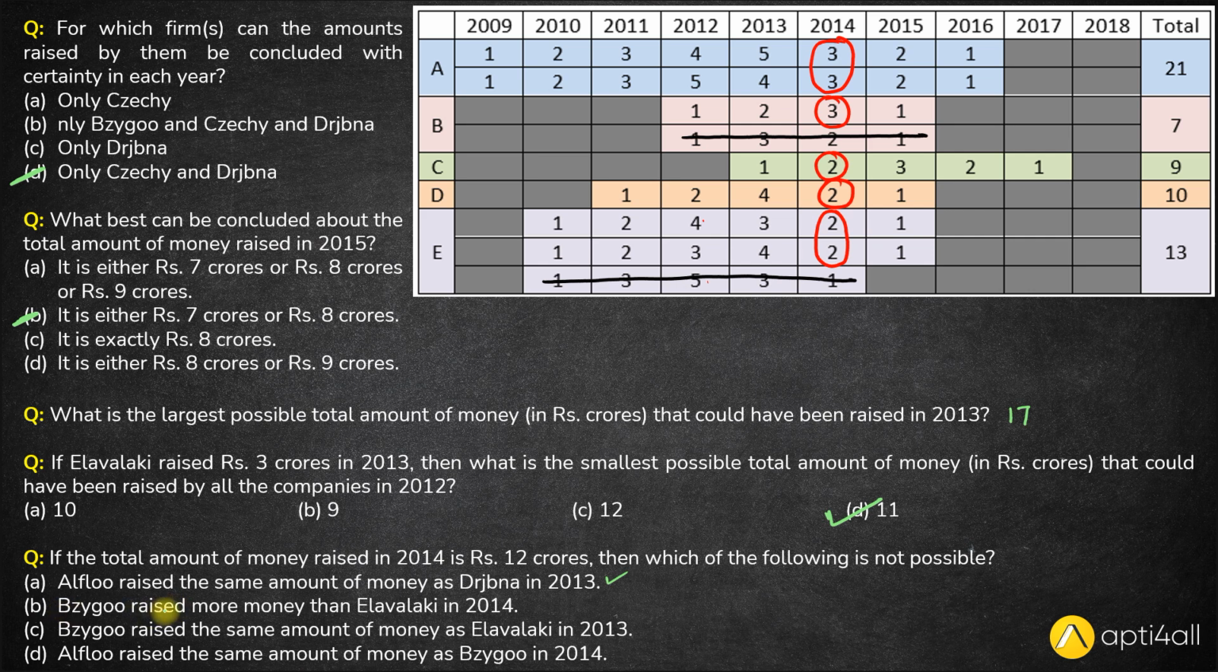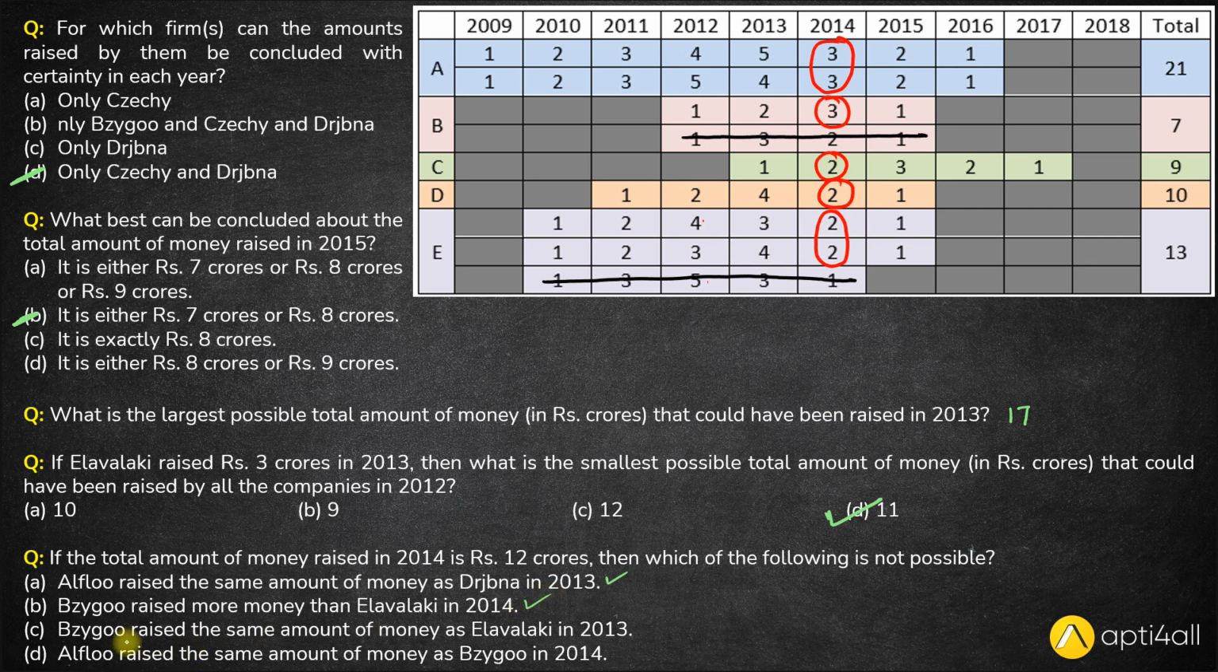Option B. B raised more money than E in 14. So in 14, B raises 3 crores, E raises 2 crores. So B obviously raises more money than E in 14. So this is definitely true, not just possible, this is definitely true.